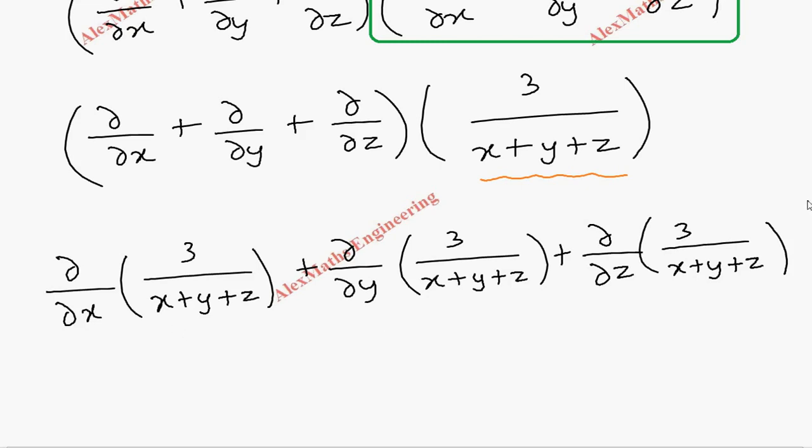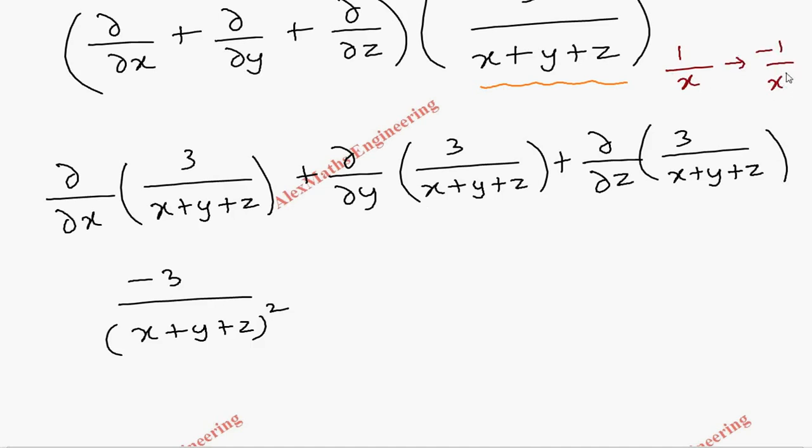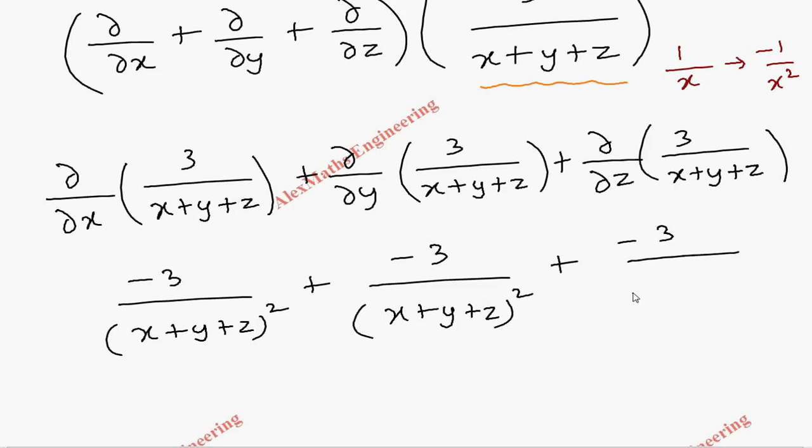Now first term partial derivative, 3 by the denominator will be minus 3 by denominator square. So we are following the formula where the derivative of 1 by x is minus 1 by x square. So 3 is a constant. Apart from that, 1 by x is minus 1 by x square form, if I use, I get minus 1 by x plus y plus z whole square. Then derivative of x is 1 in the numerator and y and z are 0. In the same way, the second term is also minus 3 by x plus y plus z whole square. And in the same way, the third term is minus 3 by x plus y plus z whole square.